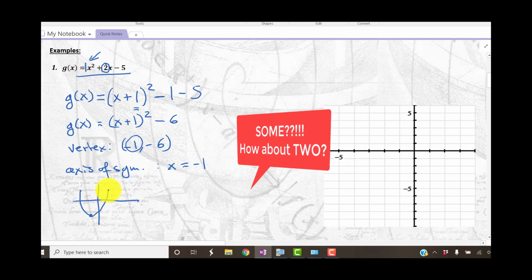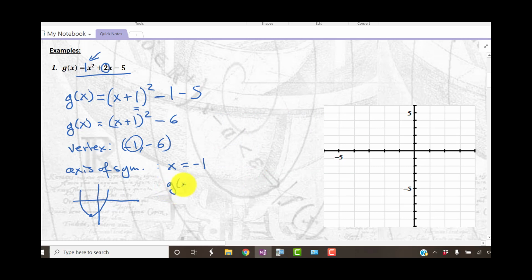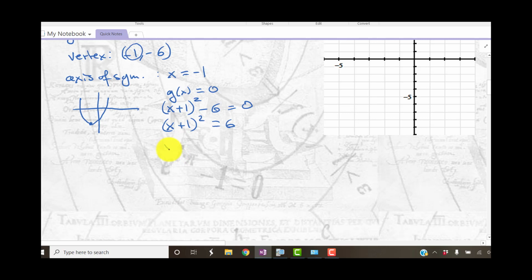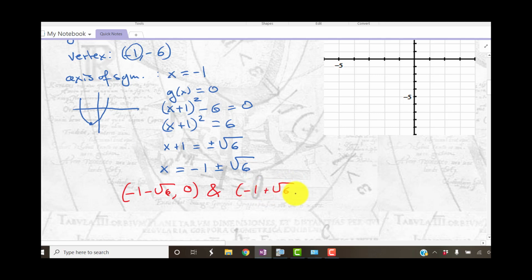So let's find them. We want to solve the equation g of x equals 0. So that means (x plus 1) squared minus 6 is equal to 0. Let's add 6 on both sides. (x plus 1) squared equals 6. So we have x plus 1 equals plus or minus the square root of 6. I don't know the square root of 6, so let me go further. x equals -1 plus or minus the square root of 6. So my two x-intercepts are (-1 minus root 6, 0) and (-1 plus root 6, 0).